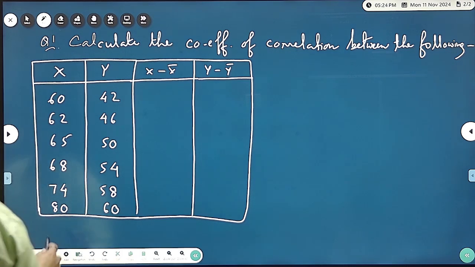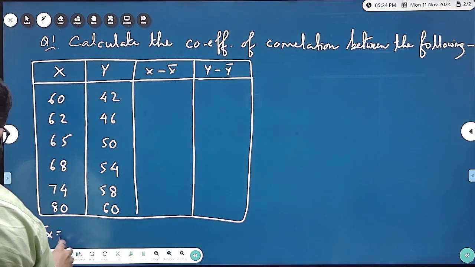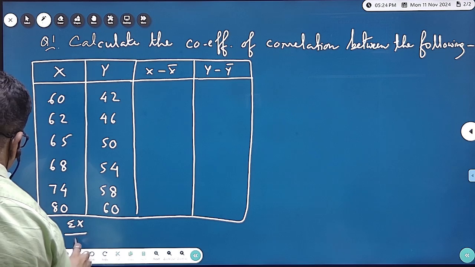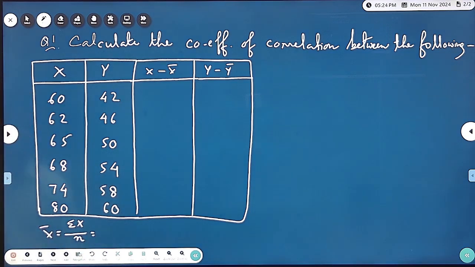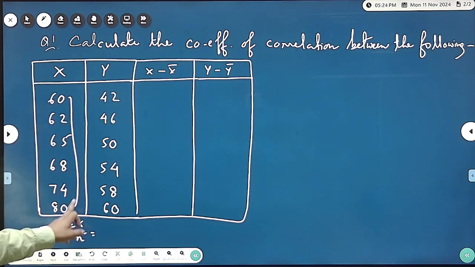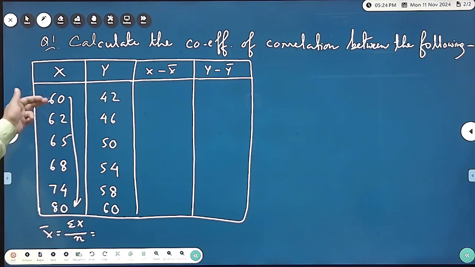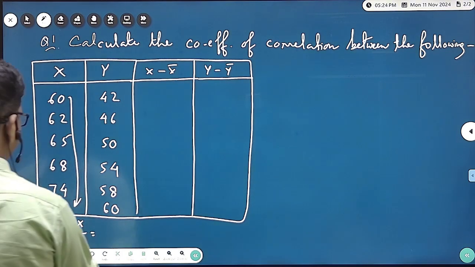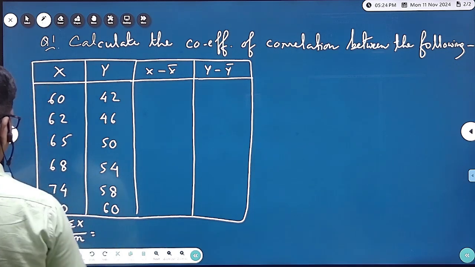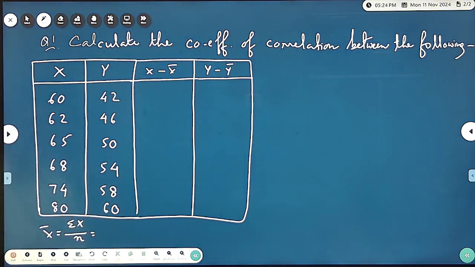So let us find x bar here. x bar will be the mean of x. That means we need to add all the x values and divide by the number of values. Understood now? Use the calculator, tell me. Add all these x values, 60, 62, 65, 68, 74 and 80, then divide by 1, 2, 3, 4, 5, 6. I'm not showing it, I think you understand.